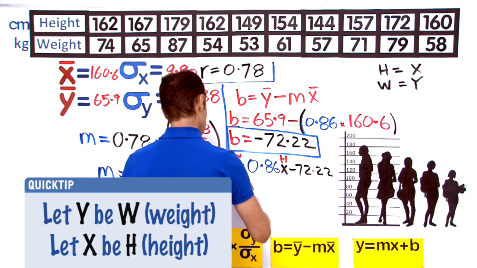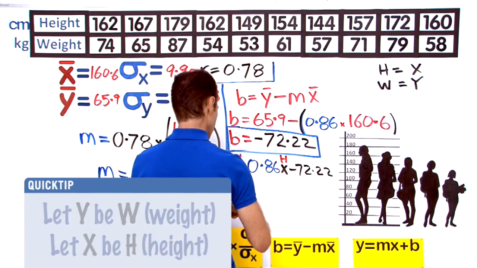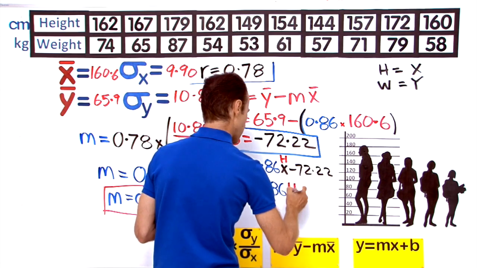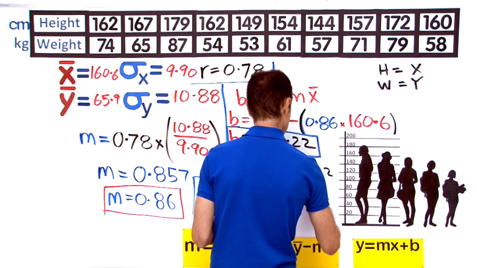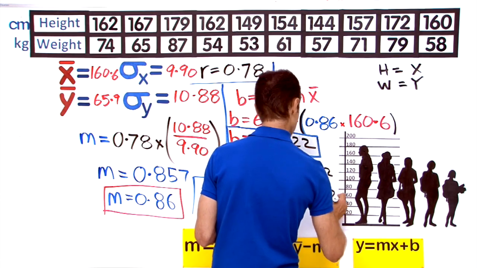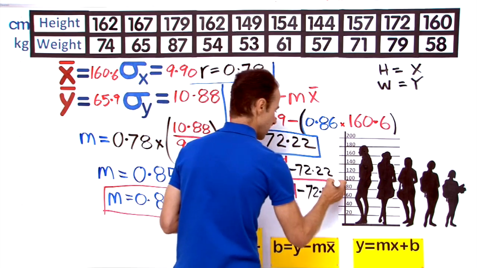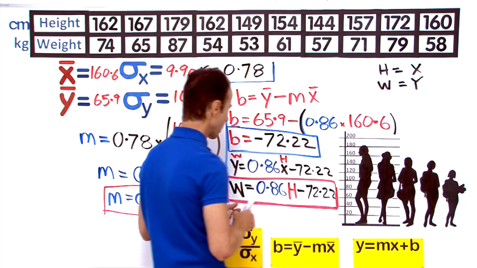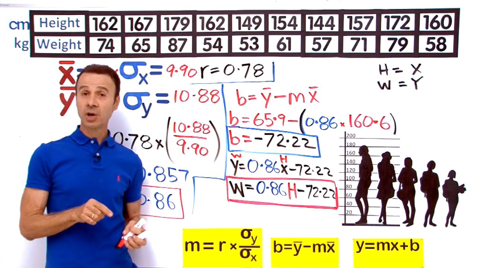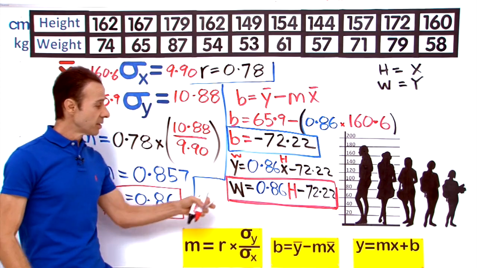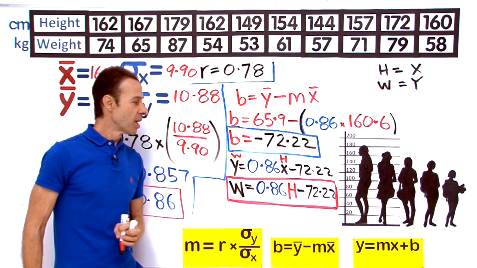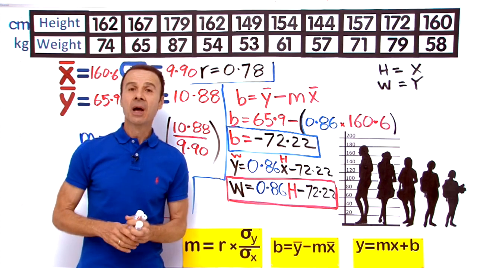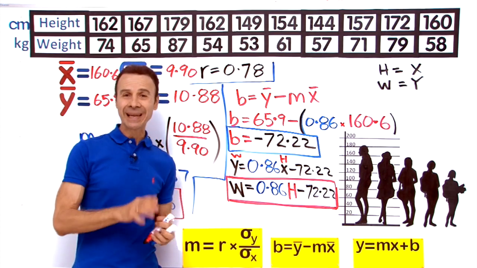So W, weight, is equal to 0.86 h, the height, minus 72.22. And there you go. That is the equation for the least squares regression line of best fit. W, weight, equals 0.86 h minus 72.22. With that, you can draw a pretty accurate, reasonably precise line of best fit on any number plane.